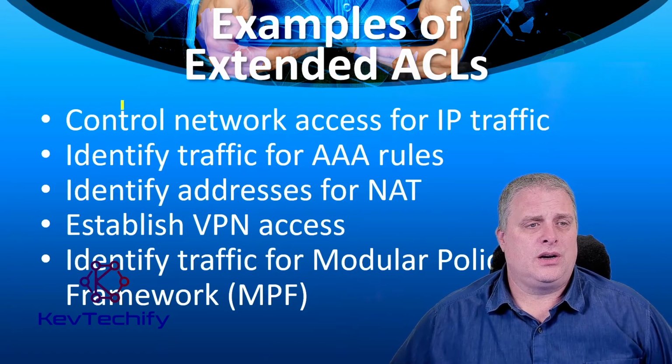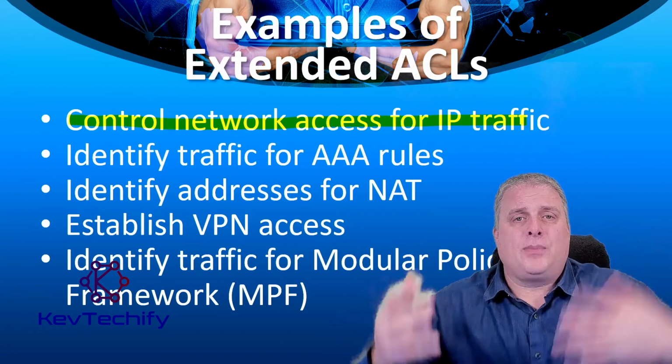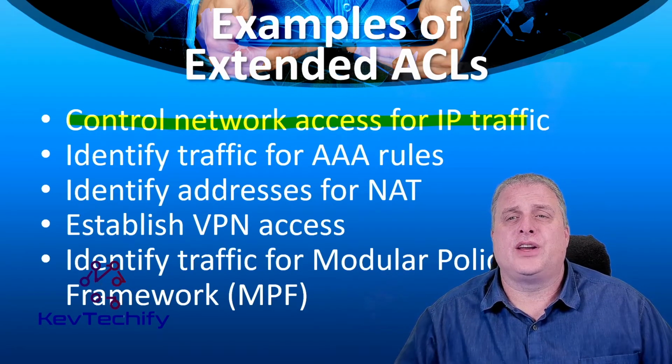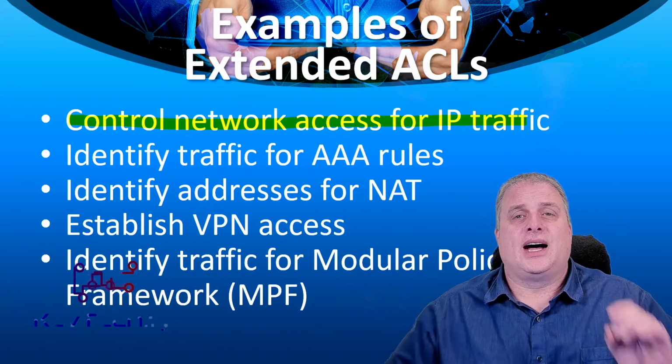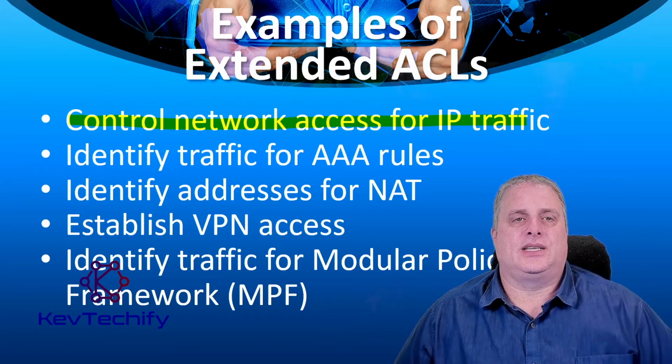There are several types of uses for extended access control lists. The first one here would be to control network access for IP traffic. What happens here is the ASA does not allow any traffic from a lower security interface to a higher security interface unless it is explicitly permitted by an extended access list.